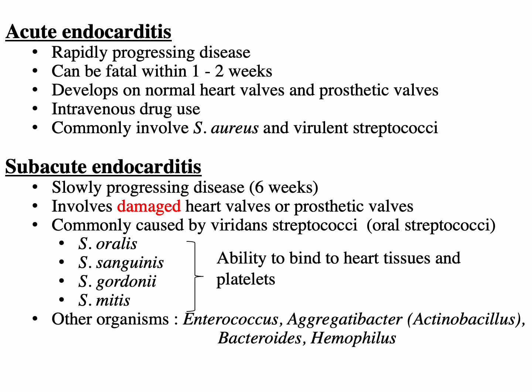Now, subacute endocarditis can also be caused by many other bacteria, but the oral streptococci are more common. Other organisms capable of causing it include Enterococcus, Aggregatibacter, Actinobacillus, Bacteroides, and Haemophilus. So other bacteria in the body are capable of causing subacute endocarditis.